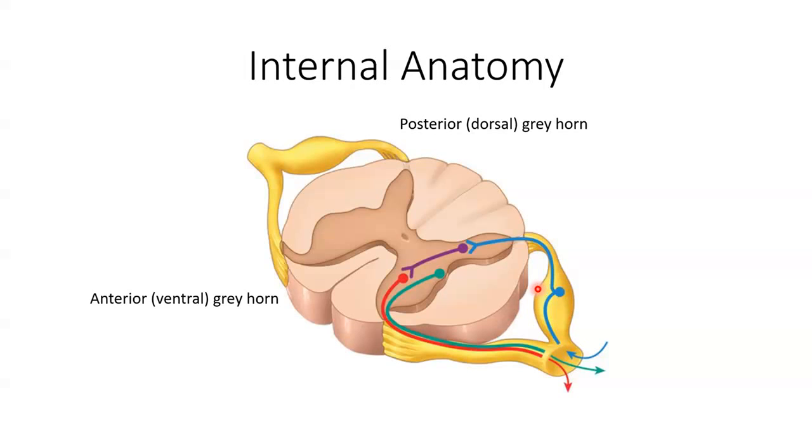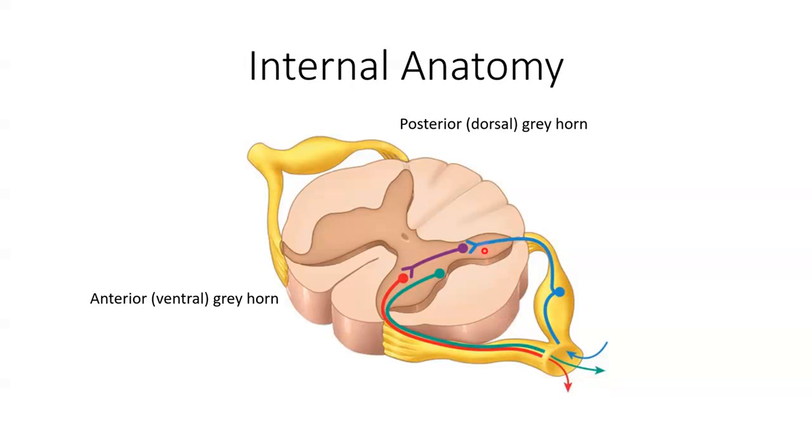The anterior horns, so we've got one here and one here, contain the cell bodies of our motor neurons. So this is a motor neuron here taking information from the central nervous system out into the peripheral nervous system. And these provide nerve impulses for the contraction of our skeletal muscle.